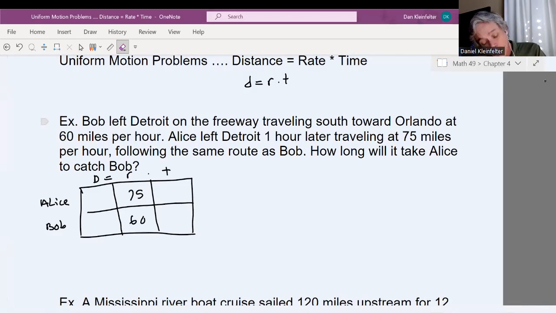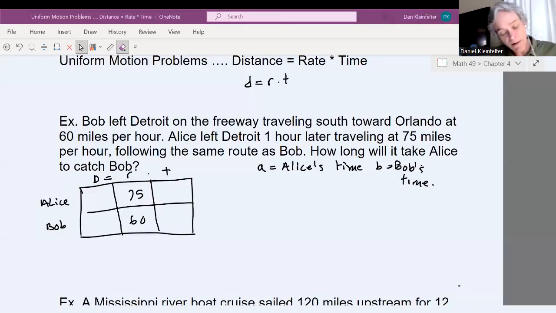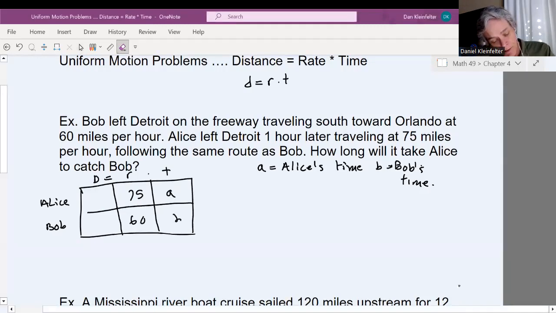So let's go with A is Alice's time, and B will be Bob's time. Okay. I'm more used to doing these things using a single variable, but we can do it using two. Apparently Zoom did not like that. So, but we're back. Okay, so A will be Alice's time and B will be Bob's time. So Alice's distance is 75A and Bob's is 60B.